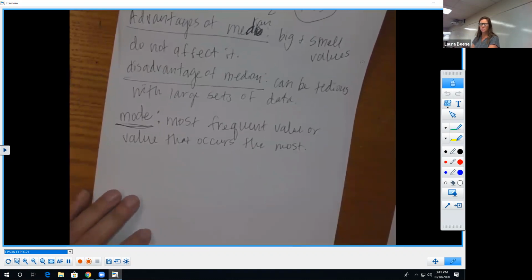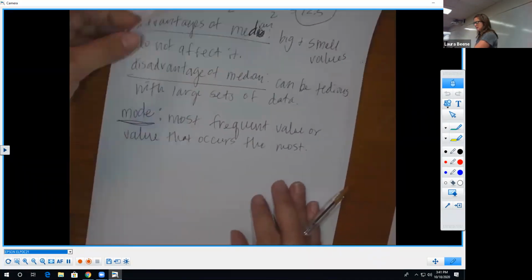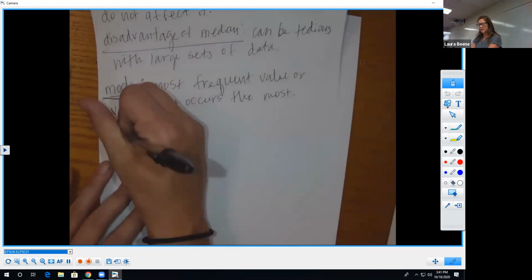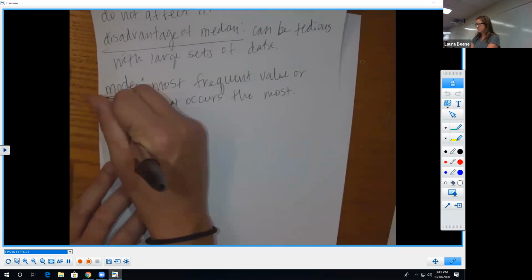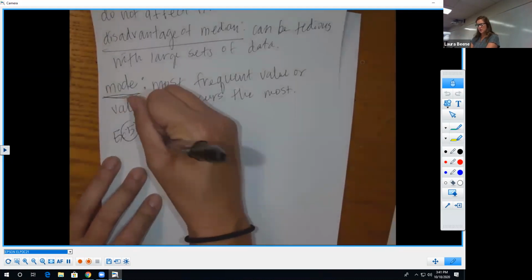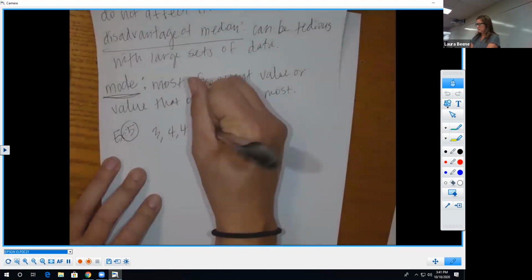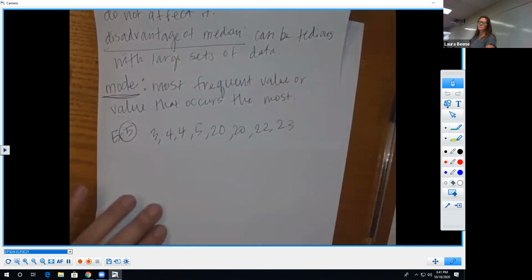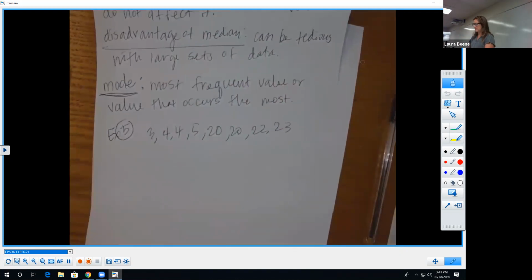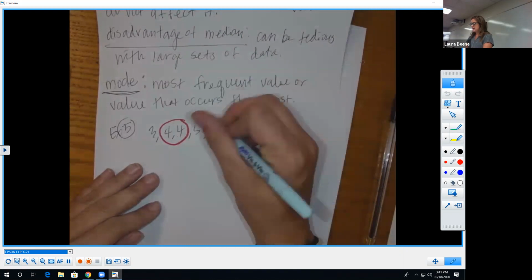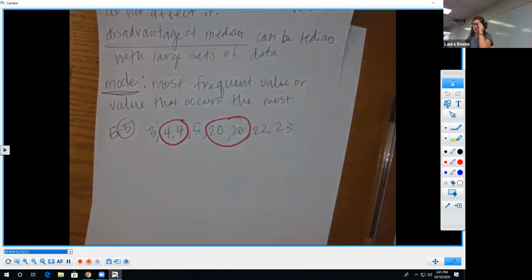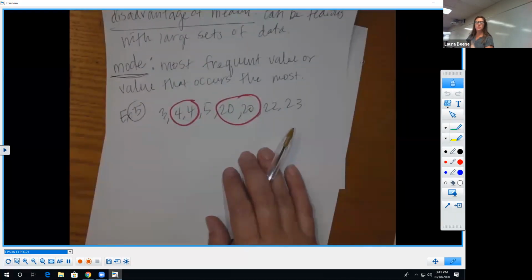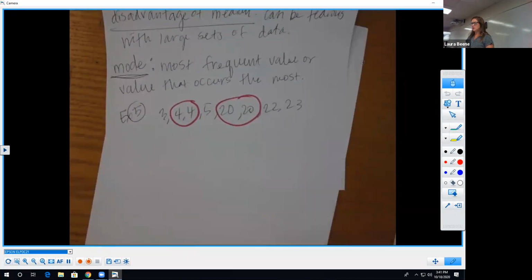So let's do a real quick example, and then I want to talk about the mode a little bit, because the mode's the one that I always thought was pointless, but it actually does have a purpose. Okay, so for example, number 5, if we had the same set as before, 3, 4, 4, 5, 20, 20, 22, 23. So which number occurs the most? Well, 4 occurs twice and 20 occurs twice. So this one actually has 2 modes. You can have 1 mode, you can have 2 modes, you can have 3 modes, you can have no modes. It's the one that occurs the most.